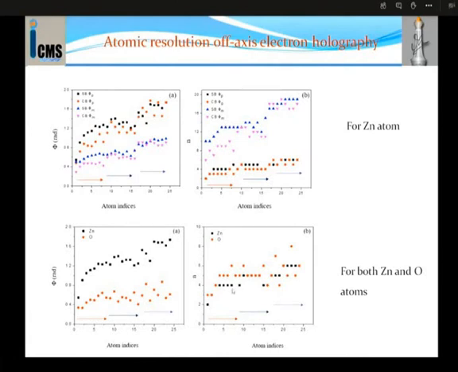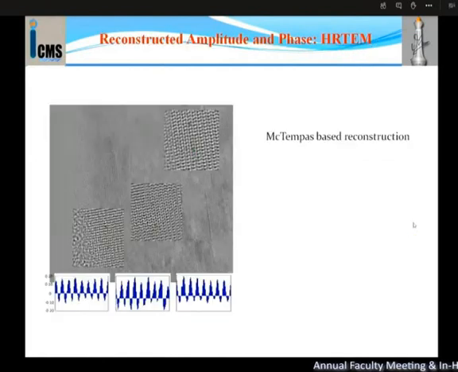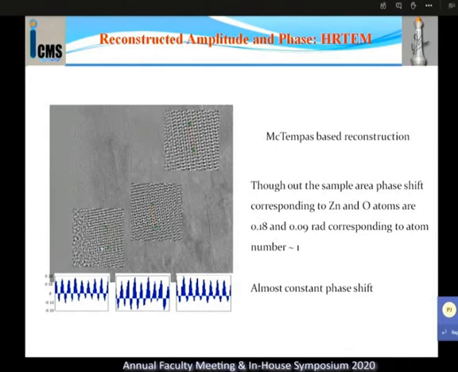This is a very nice result compared to the methods that people have used. But for a thicker area, the trend is not very good with the sample thickness. That may be because of dynamical effects and also how we handle the data. We also don't have a very good result from the HRTM image series and the commercial MacTempas code that employs the Gerchberg-Saxton algorithm. It doesn't give any systematic trend. For thin and thick areas, we obtain almost the same atom number.